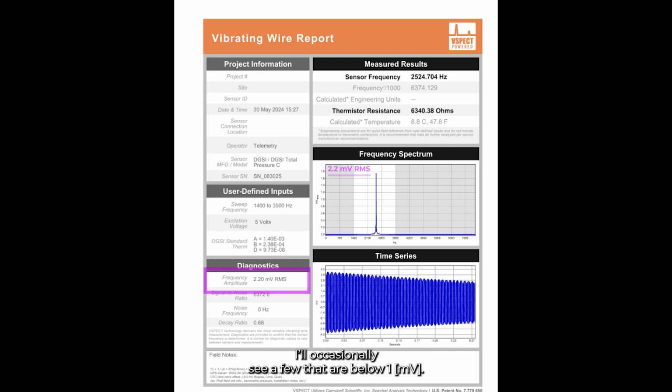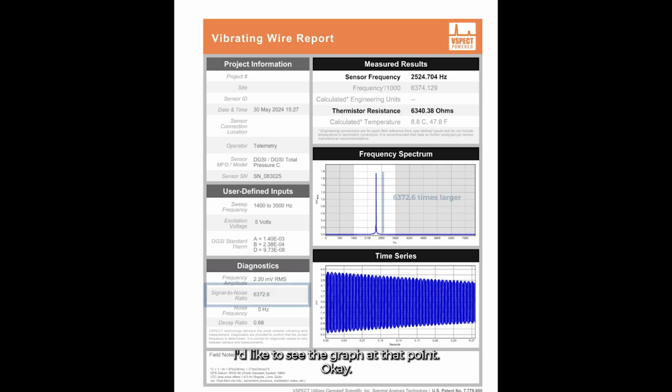I'll occasionally see a few that are below 1. Again, not a big worry. We do have a threshold in the data logger that by default it's set to 0.01 millivolts. Anything less than 0.01 is identified as not a possible signal. It's too weak. That's a pretty small signal. It can happen, but generally speaking, greater than 1, I'm not worried. When it's less than 0.1, I'd like to see the graph at that point.